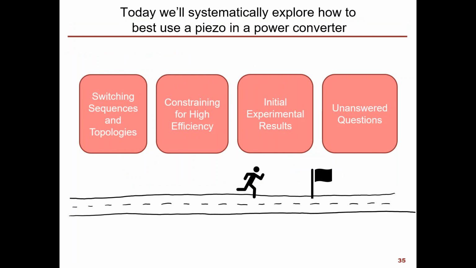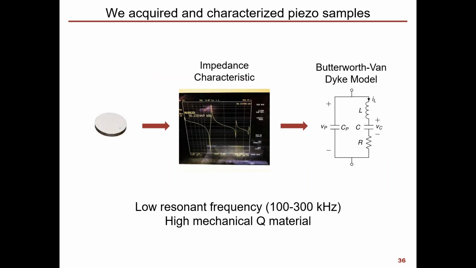Okay, at this point, we've figured out how to constrain for high efficiency and estimate efficiency. So it's time to build a converter. We figured out which sequence is going to be the most promising for a piezo-based converter. So now it's time to validate it. Our first step in validating this is to acquire a piezo itself. It actually turns out that piezos are a little bit difficult to source, but we were able to find some samples from a company called APC International and some others from PI Ceramic, for example.